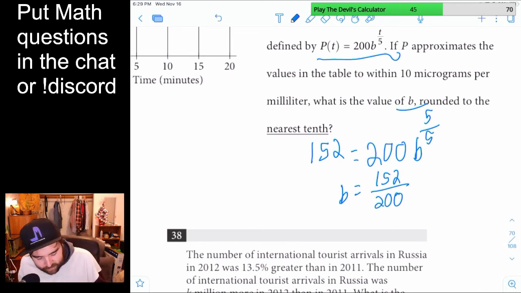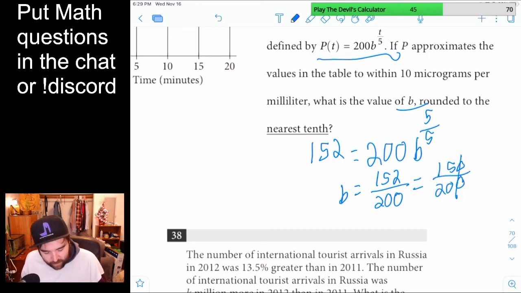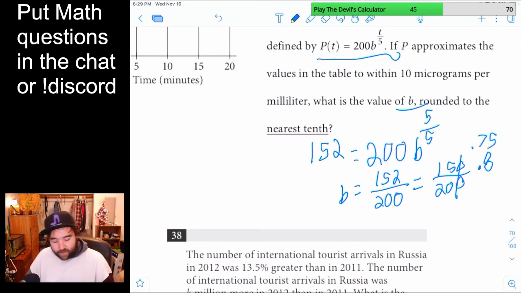And then they want it to the nearest tenth. So that probably means this is a calculator problem. But we don't even really need to. We can just round it. Call it 150 over 200. Cancel, cancel. That's 0.75, which means we need to round up to 0.8 to get it to the nearest tenth. Beautiful.